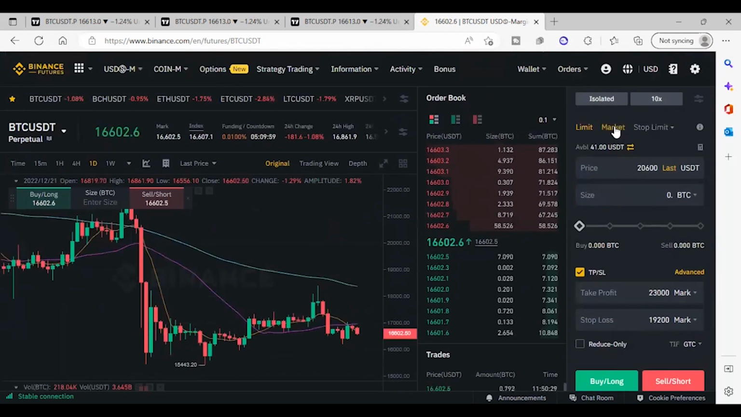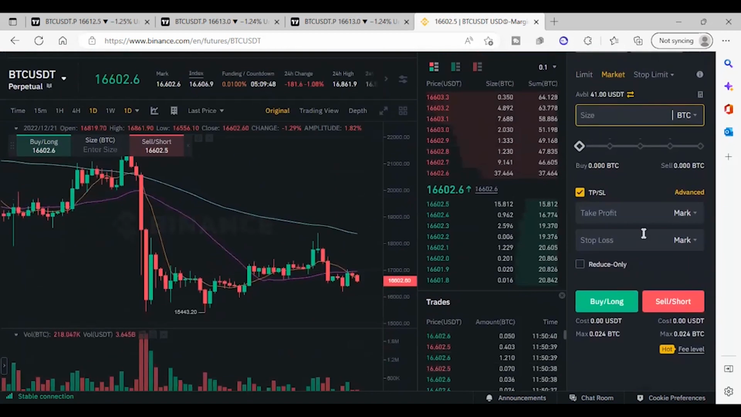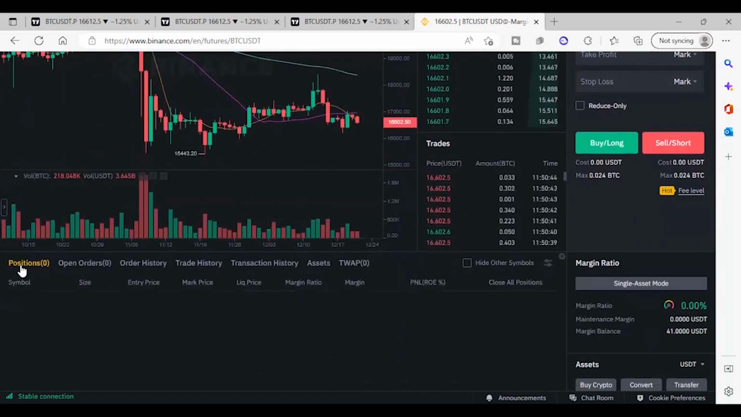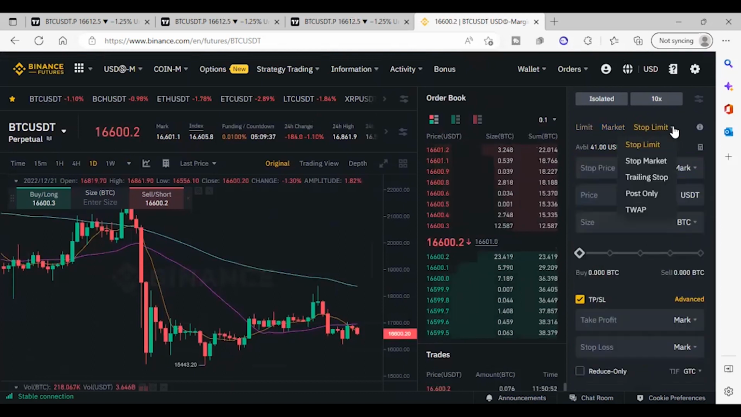Now, market. When you open your trade with market, the trade will open automatically. The moment you place your trade, you go buy long, and the exchange will automatically open your position and your trade will be live. You'll start seeing how your trade is going. So those are the two options. Stop limits, I'm not going to talk about that in this video because that's another level of trading. For this type of trading, just focus on limit and market.